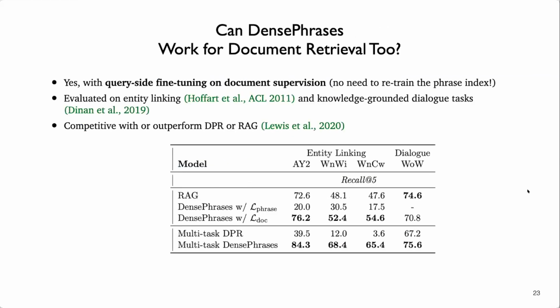Okay, I'm going to skip this slide, but basically the idea is that we also try to use DensePhrases for the document retrieval task. We also evaluate this on the entity linking and the dialogue tasks. And we found that DensePhrases can also be very competitive for document retrieval, but we also need to do some query-side fine-tuning on the document supervision.